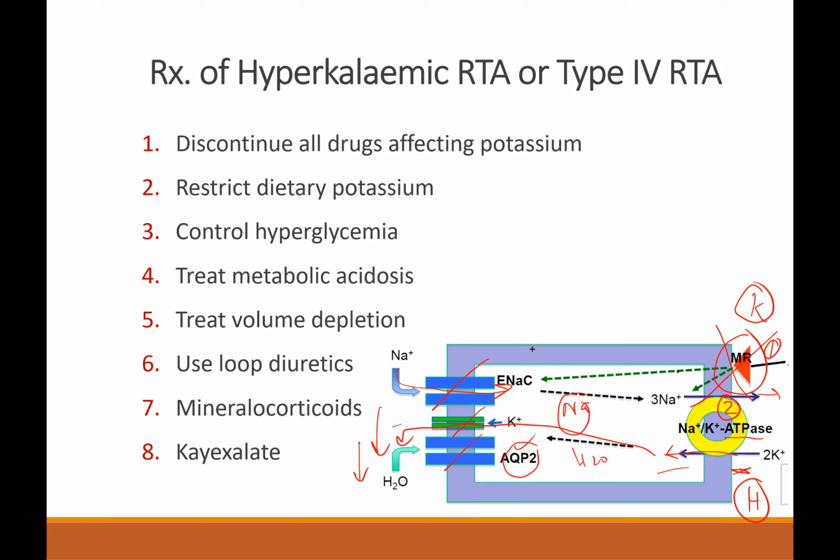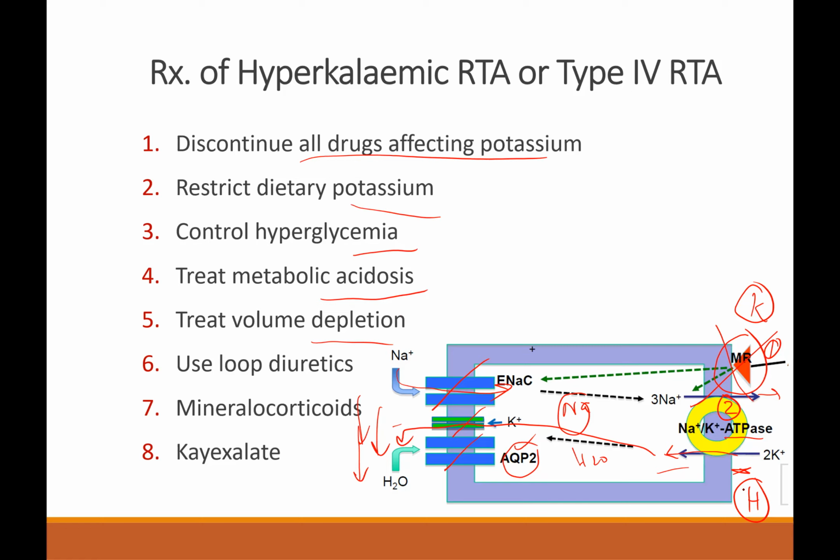So how do I treat? Any drug which is retaining potassium, I should stop, and restrict dietary potassium like fruits and fruit juices and potassium containing salts and other things. Control hyperglycemia, treat the acidosis, and treat the volume depletion, because there is a lot of water going down here, there's dehydration. And then use loop diuretics. What do they do? They absorb the sodium and excrete the potassium.